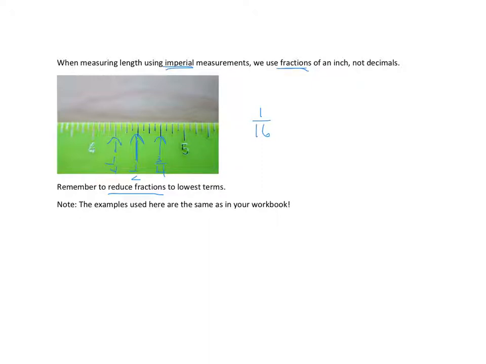So one thing to note here is that the examples used in this lesson and in all of the lessons are the exact same examples that are from your workbooks, so you might want to have your workbook open and follow along as we go through them.